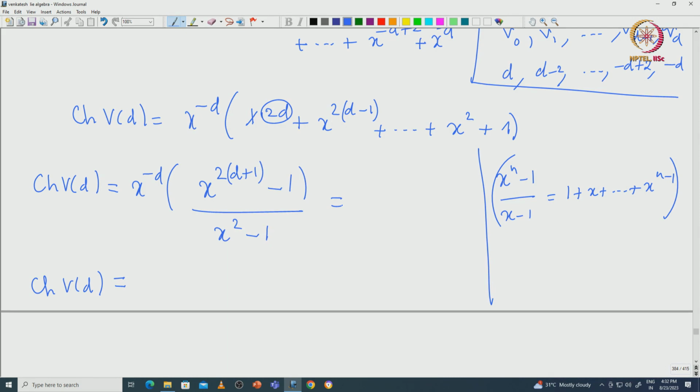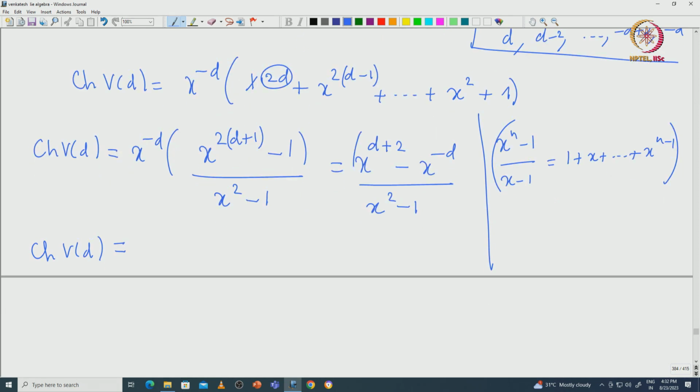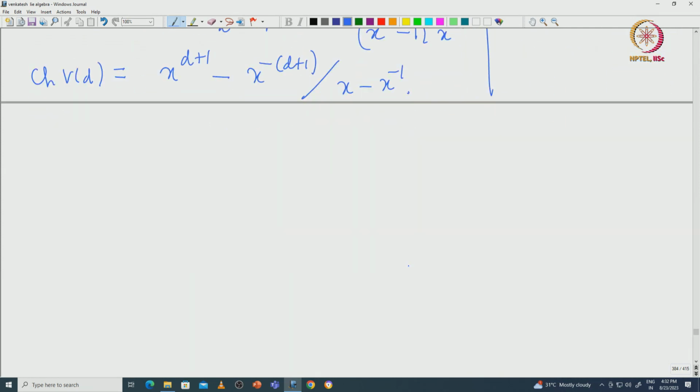If you multiply by x^(-D), then this is (x^(D+2) minus x^(-D)) divided by (x^2 minus 1). Now you multiply by x^(-1) and then divide by x^(-1), then we get the character of VD to be (x^(D+1) minus x^(-D-1)) divided by (x minus x inverse). So, this is a somewhat better form of writing.